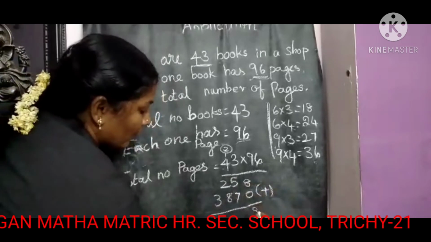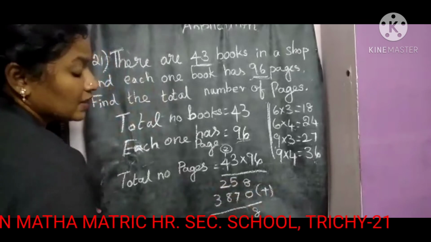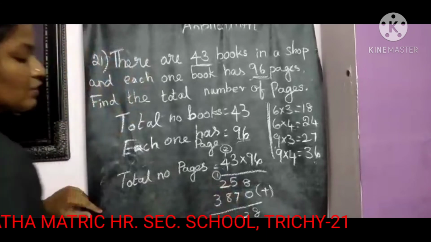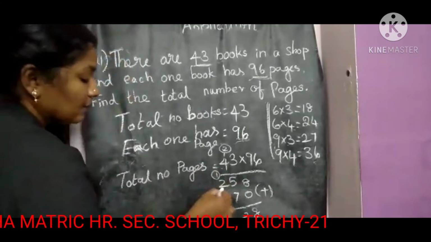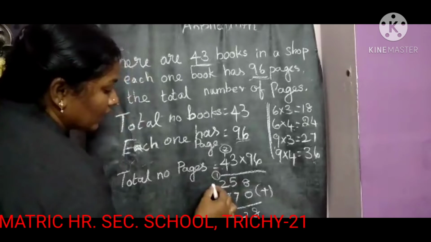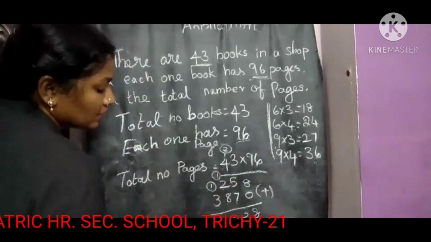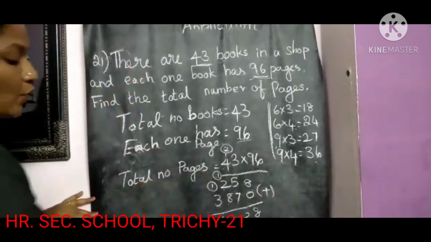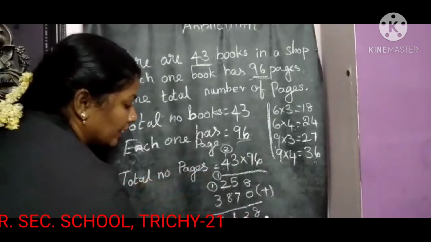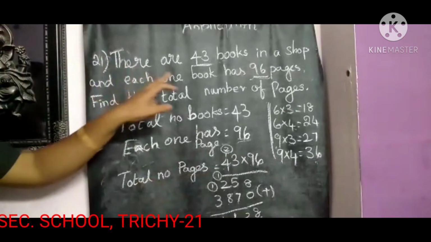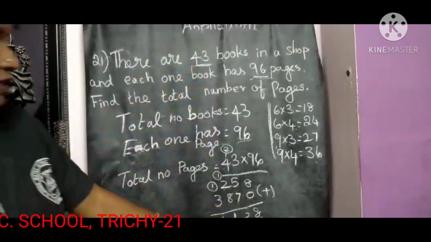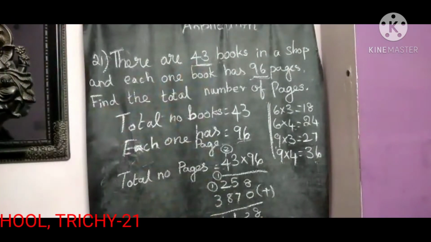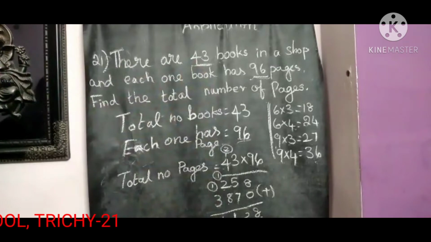8 plus 0, 8. 5 plus 7, 12. So 2 balance 1. 1 plus 2, 3, 3 plus 8, 11, so 1, balance 1, 1 plus 3, 4. So finally the total number of pages is 4128 pages. Okay, total 43 books, total pages 4128. Okay children, now let's see the next question.